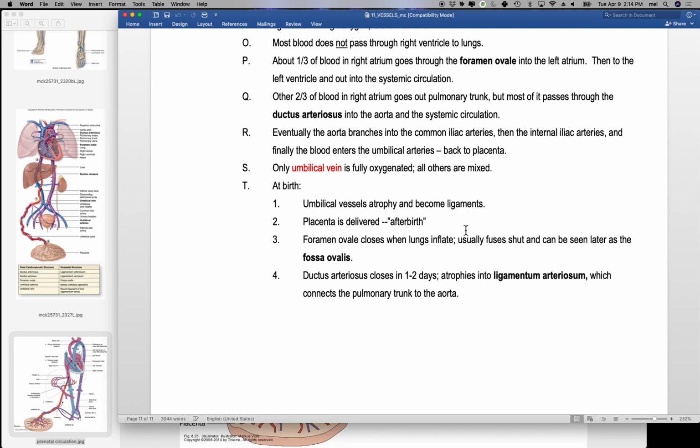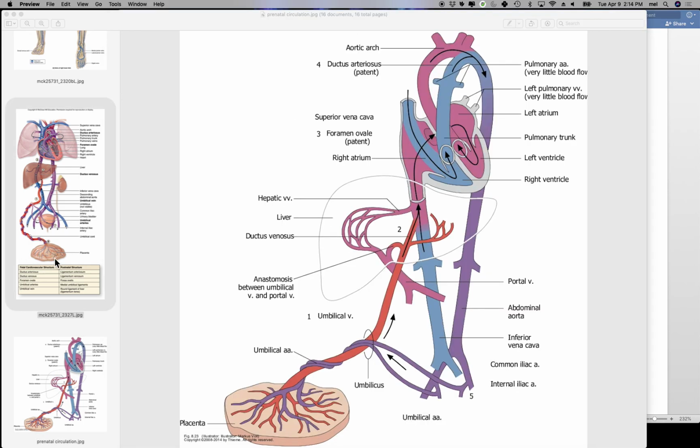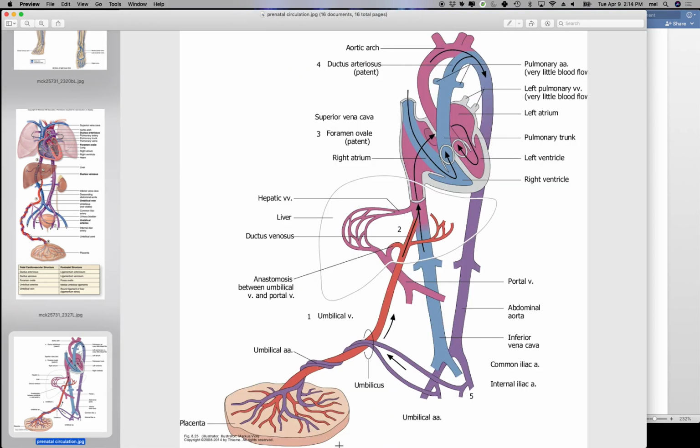So everybody okay with this? Do you want to go through the circulation one more time, or you got it? One more time? Okay, one more time. All right, so you guys are going to do it with me this time. Ready? Okay. Where does the fetus get oxygen?